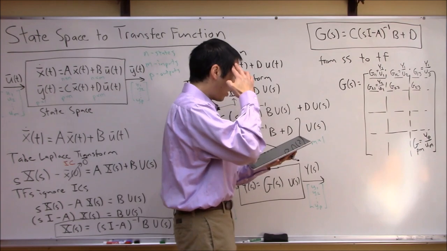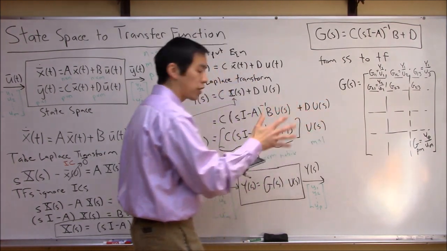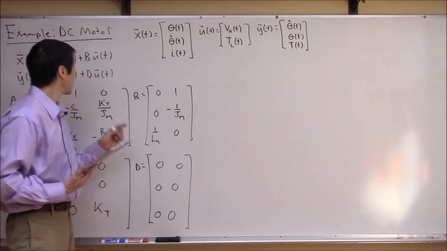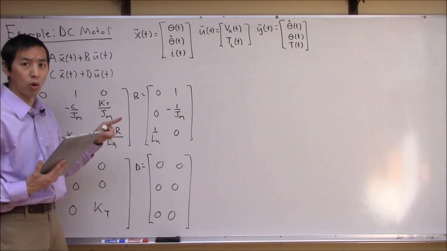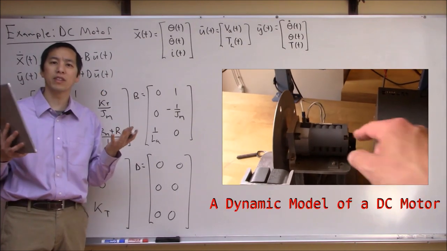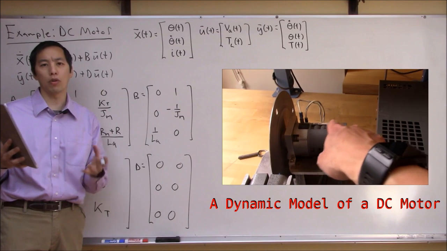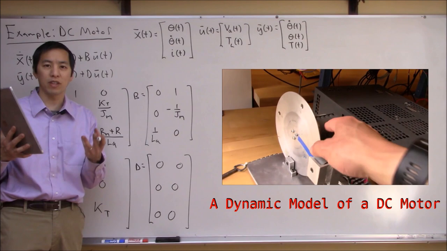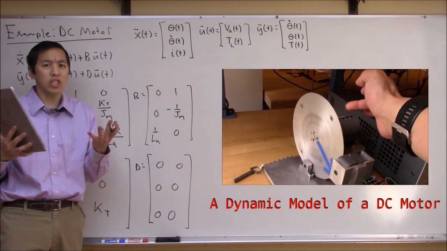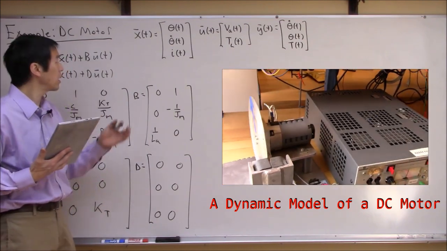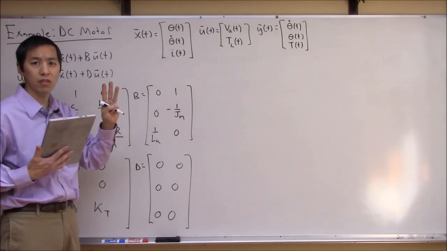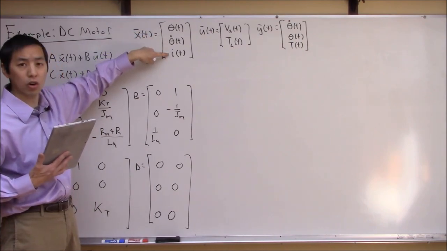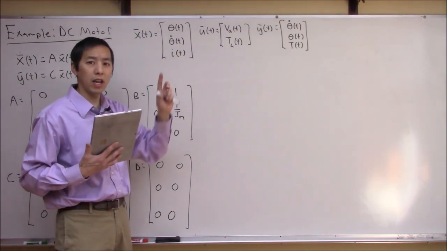Okay, so I think the easiest thing to do is to look at a concrete example and see how this shakes out. The example I'd like to look at is this DC motor. If you remember in our previous video, we discussed modeling a DC motor using a set of linear ordinary differential equations, and we showed how you can get a state space representation of this DC motor fairly simply, and it turned out it was a three-state system. This system had three states, namely the position of the motor, the velocity of the motor, and the current running through the motor. And it had two inputs.